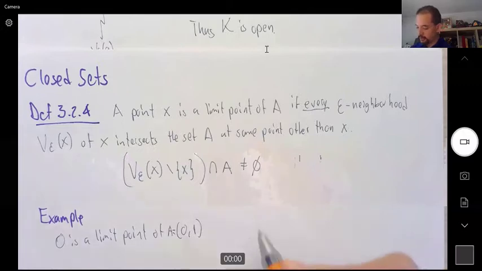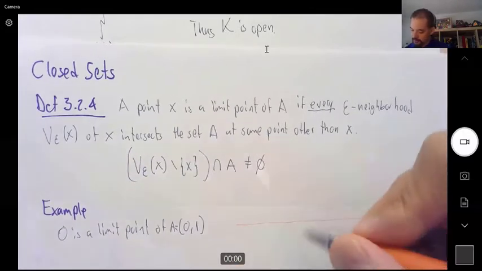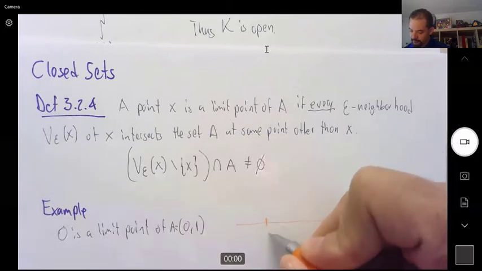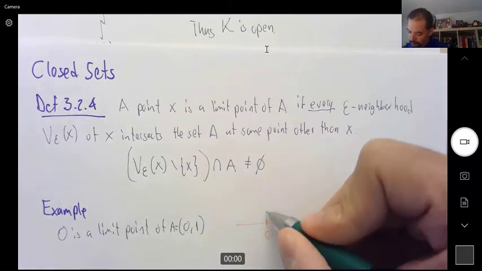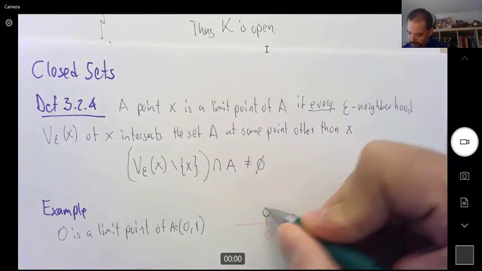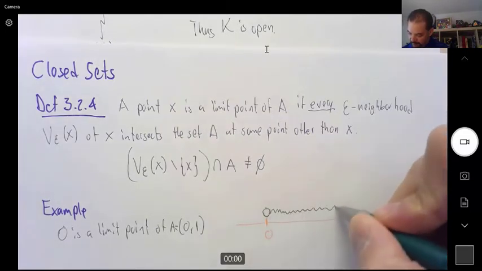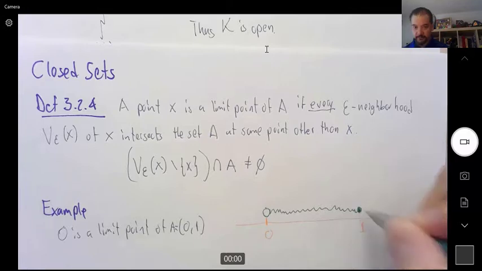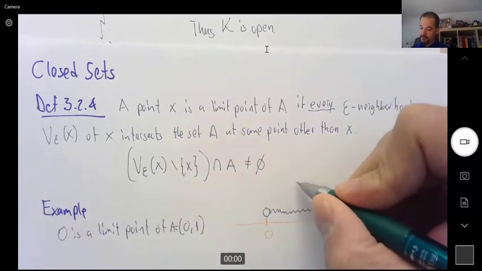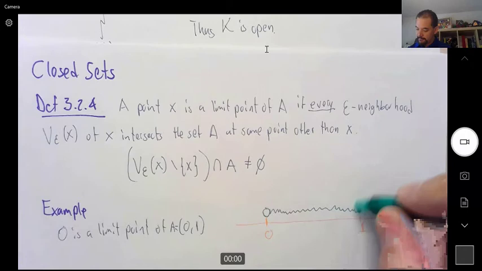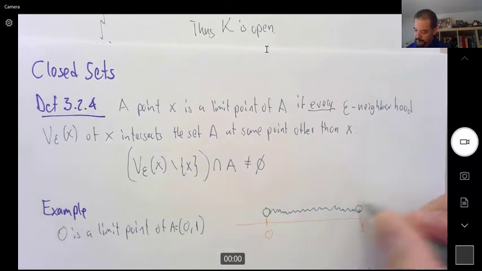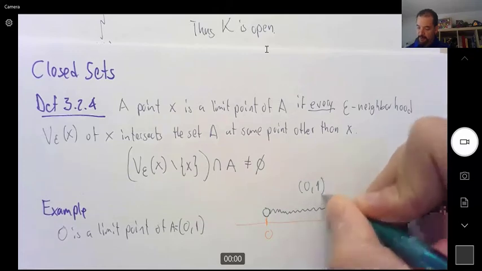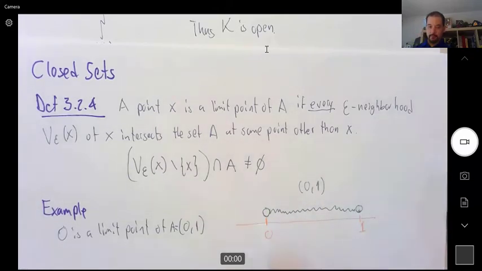Well, let's draw a picture here. So here's the interval (0, 1). Here's 0 and here's 1. And right now we're talking about the open interval, so it's not including 0, and everything all the way to 1, actually not including 1. Not that it matters. So this is the interval (0, 1). And why is 0 a limit point?